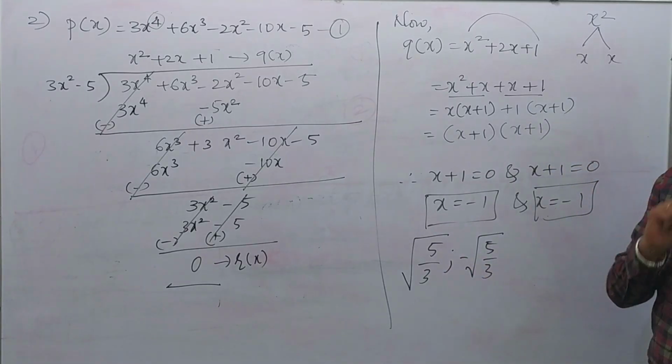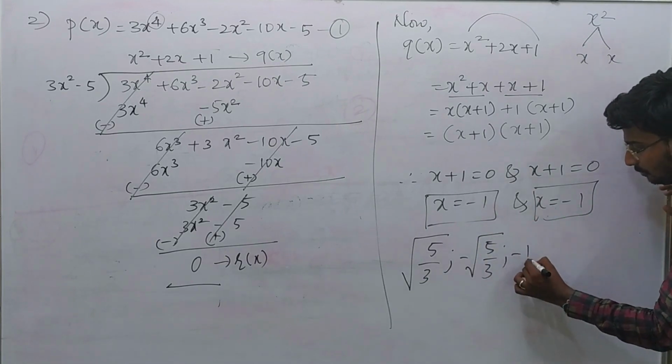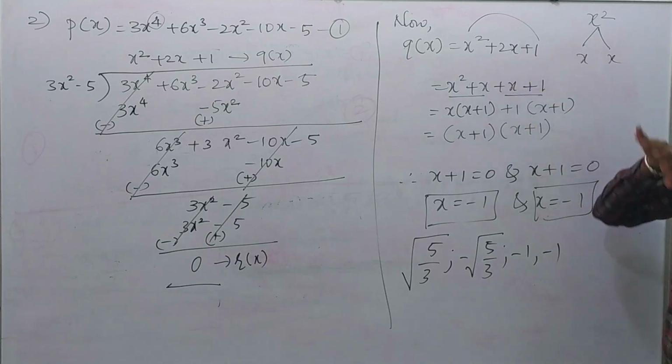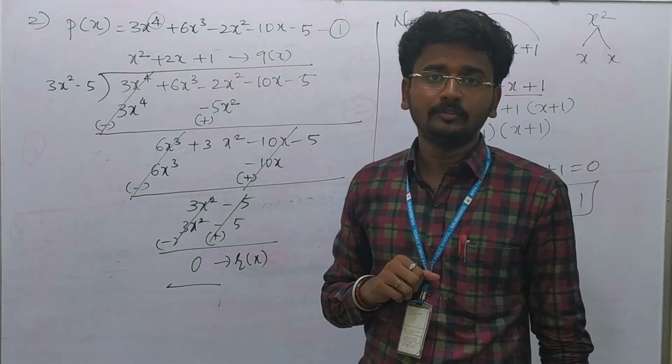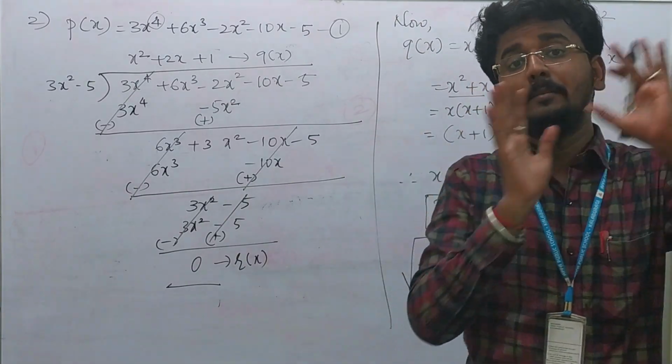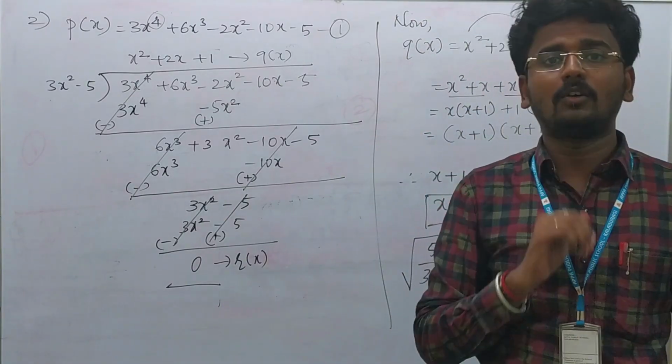Two are there, remaining 2 is missed out, and those two roots are minus 1, minus 1. These are called equal roots. In a quadratic equation, we may get either equal roots, real and unequal roots, or no roots at all, meaning imaginary roots. That concept is in quadratic equations.